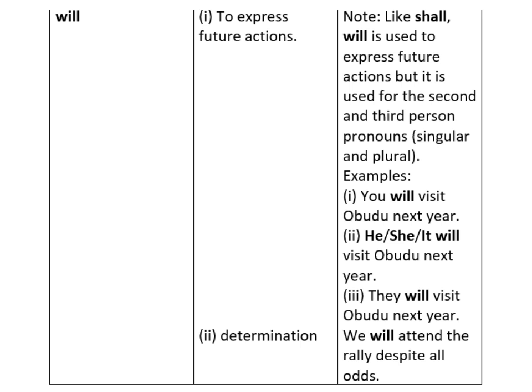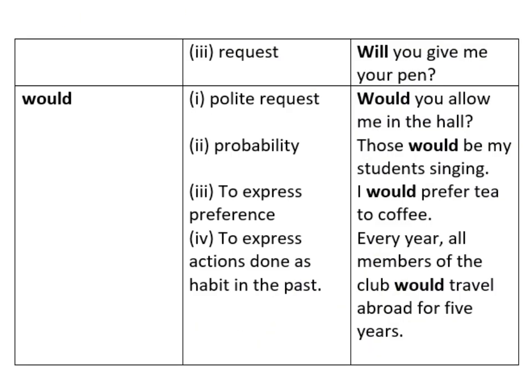We have will. How do we make use of will? Will expresses future actions, determination, and requests. Note this, like shall, will is used to express future actions, but it is used for the second and third person pronouns, either the singular or plural form. Examples, you will visit the orphanage next year. And you can either use he, she, it, or we will visit orphanage next year. You can also use they will visit orphanage next year.